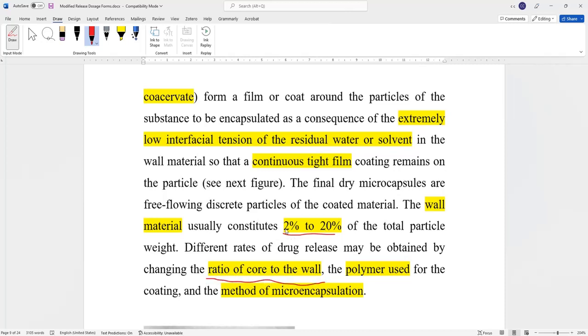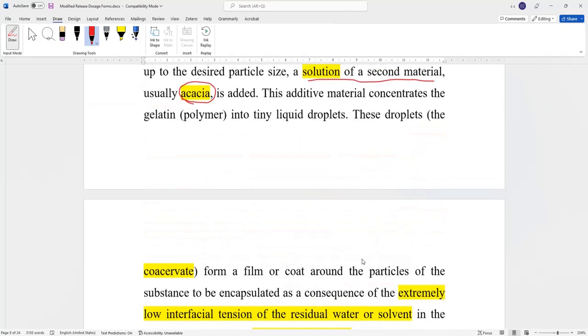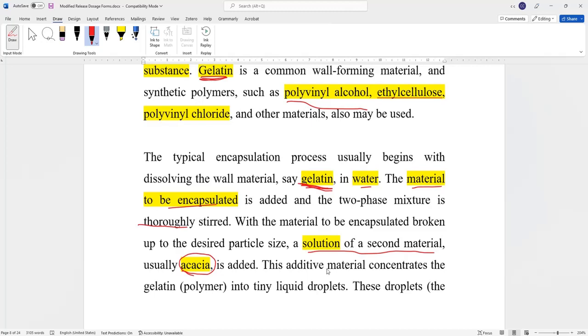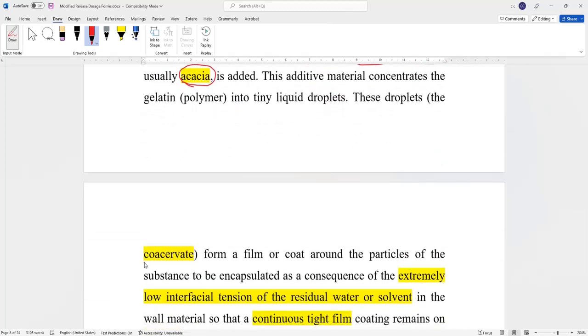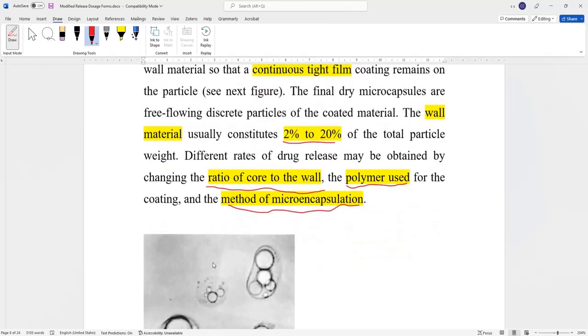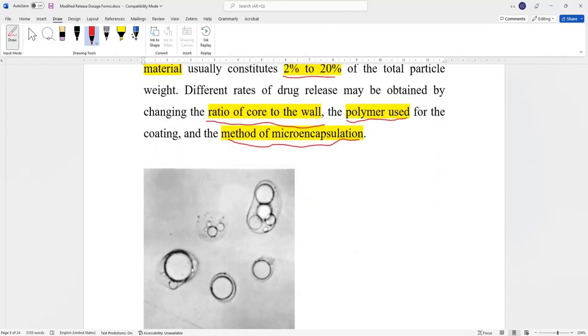We said here usually it's from 2 to 20. Of course, if it is more, the wall is thicker, which means the release will be slower. The polymer used, is it readily soluble or not? And the method of microencapsulation. Here we have only talked about one method, which is co-acervation. The layer containing a concentration of these spheres is called the co-acervate layer. Okay, these droplets we call co-acervate.